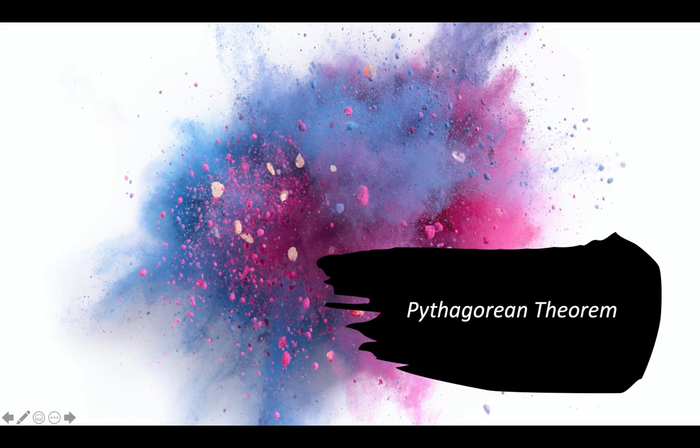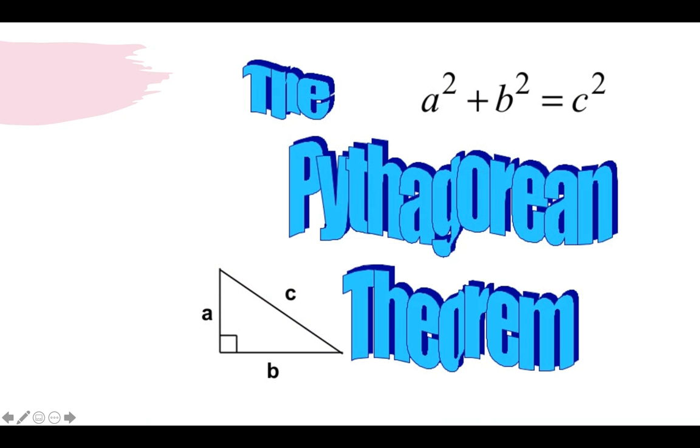Hello, we're going to do some Pythagorean Theorem today. This should be some review for you, so I'm going to move rather quickly here. All right, the Pythagorean Theorem is best known using the formula a squared plus b squared equals c squared.